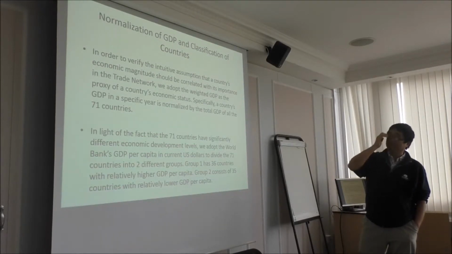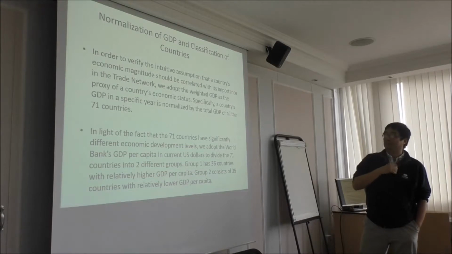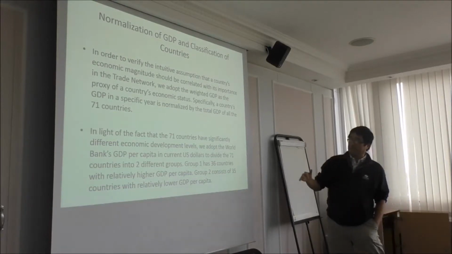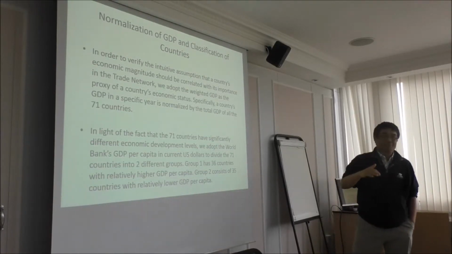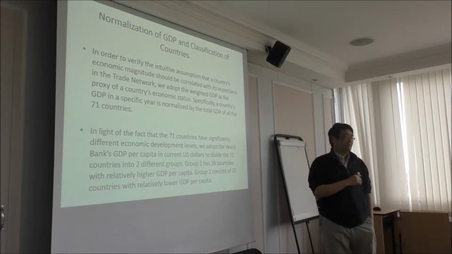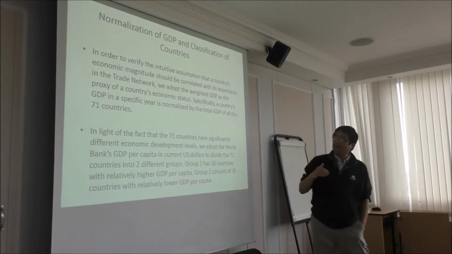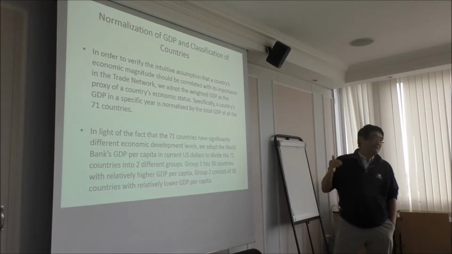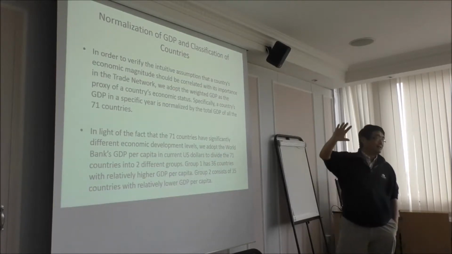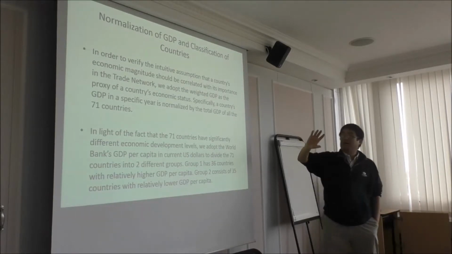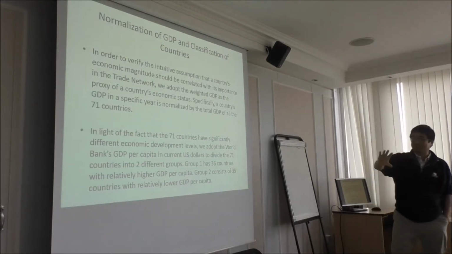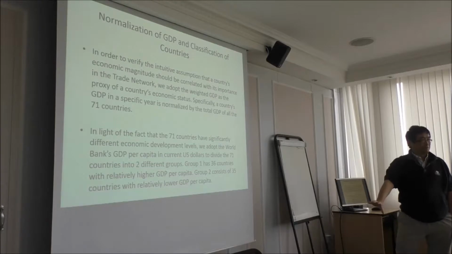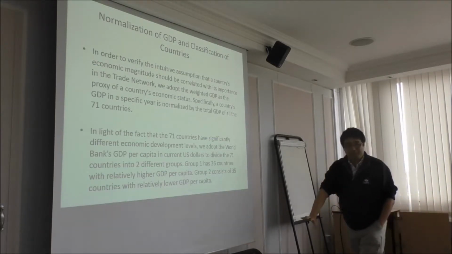We don't have the data from every single country, so we divide them into two groups, and we took a particular point in time so that we look at GDP per capita per person. Okay, and among the 71 countries, about 35 of them have relatively higher GDP per capita. And also, about 30 or 31 of them belong to the group with relatively lower GDP per capita.